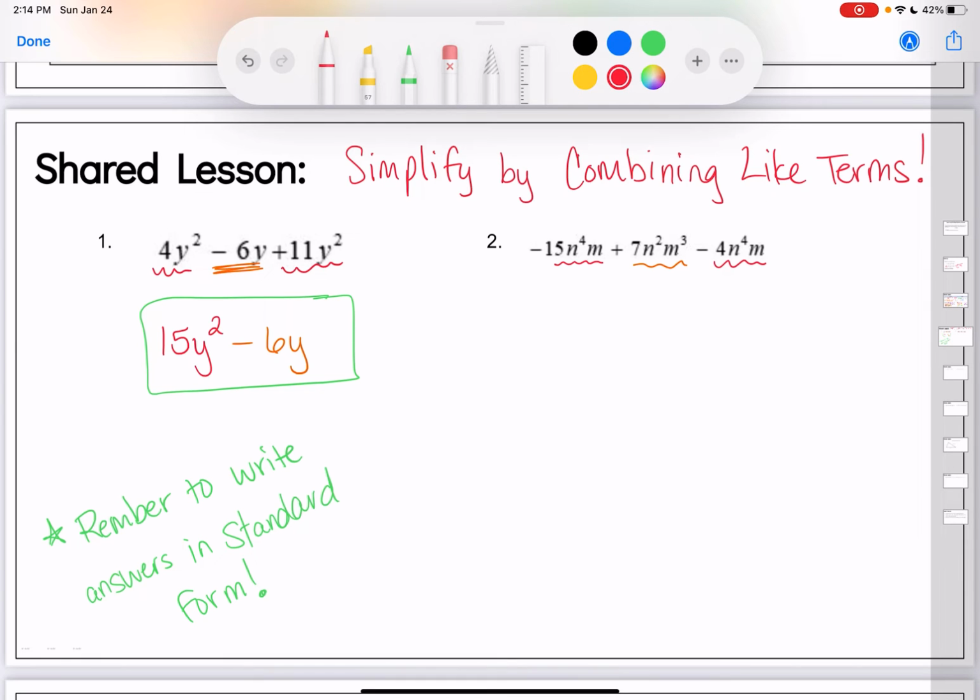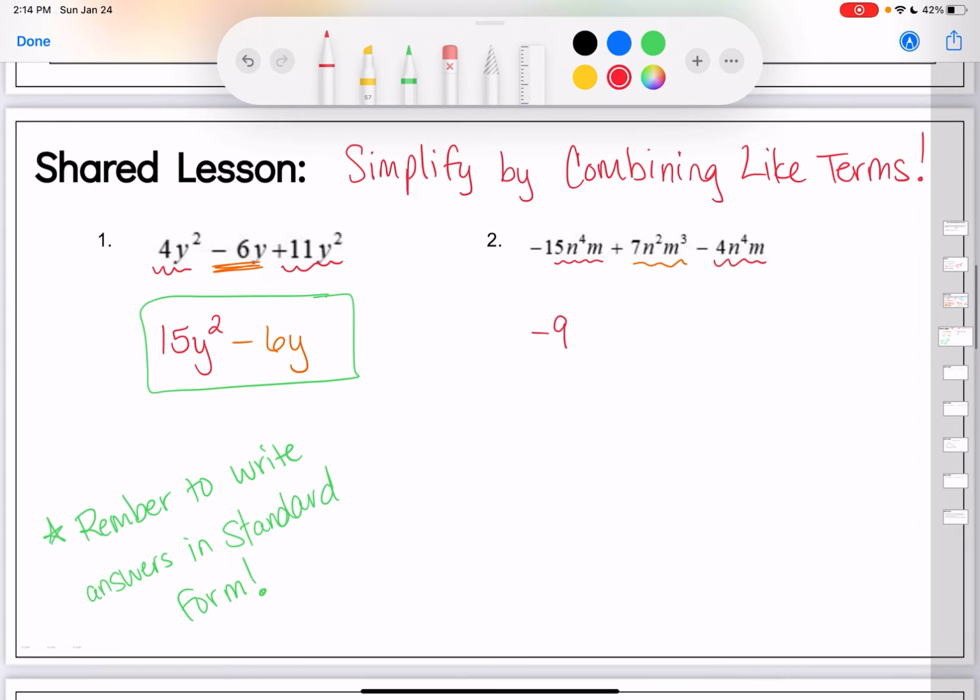Remember, variables don't change. I'm just adding those numbers in front. Negative 15 plus negative 4 gives me negative 19n to the 4th m. And then my plus 7n squared m to the 3rd cannot be combined with those.